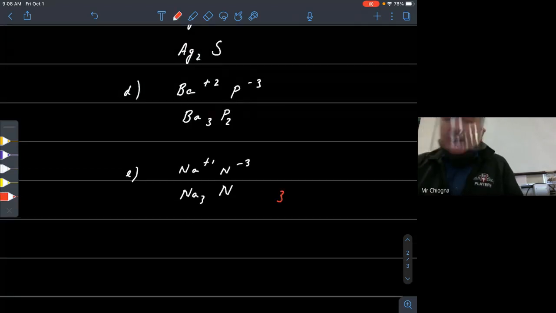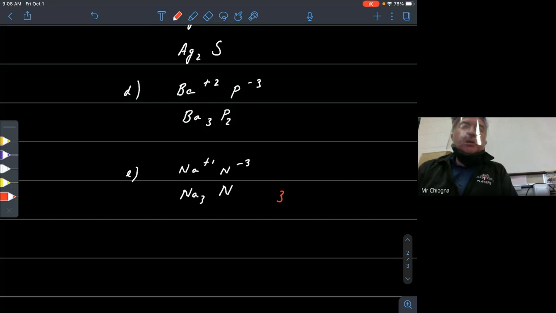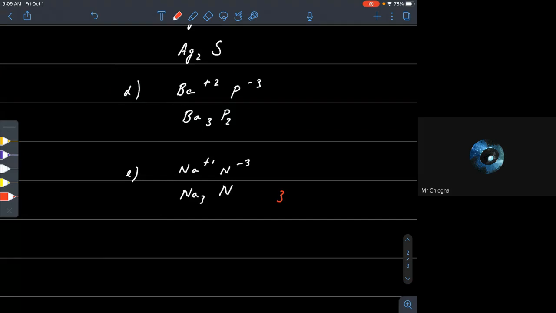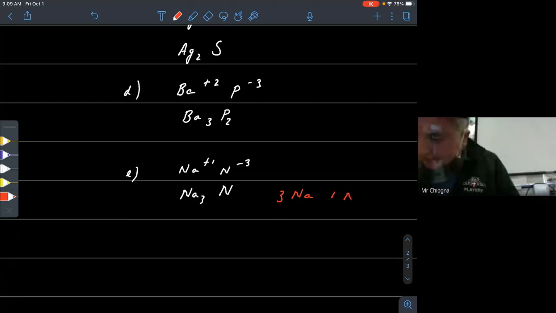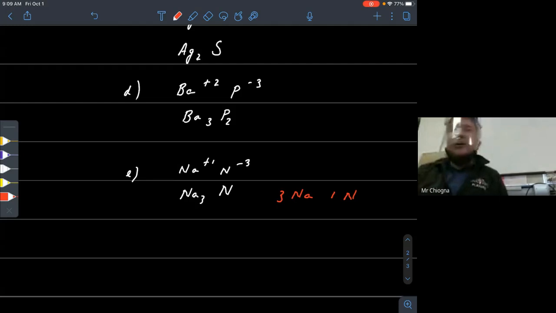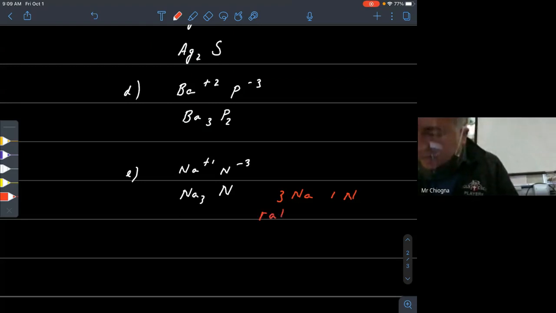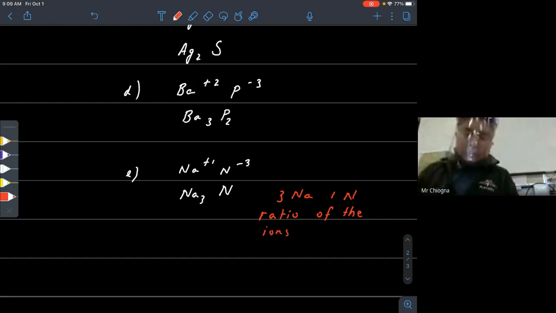Because the formula tells you the ratio. The proper expression is the ratio of the ions. What I just wrote down is the ratio of the ions. You'll see that expression, ratio of the ions. Okay, 3 sodium for every 1 nitride.